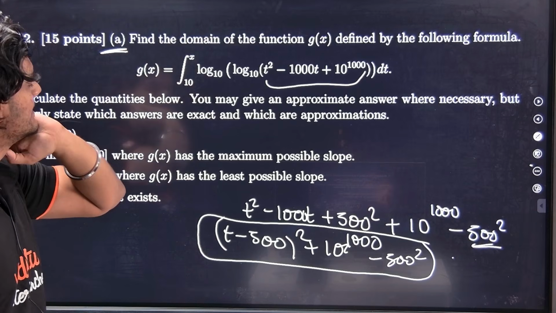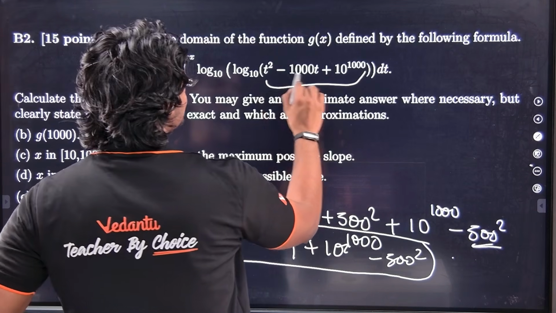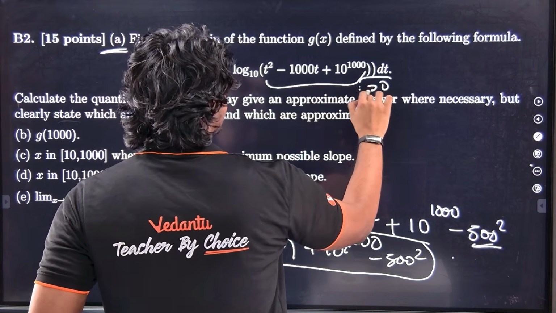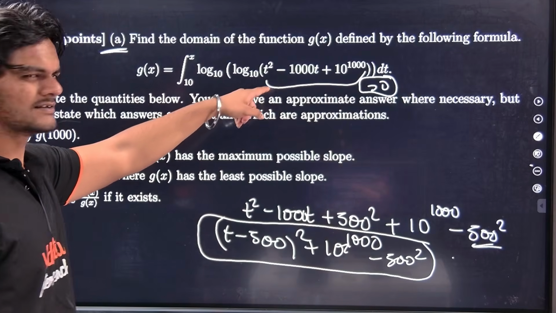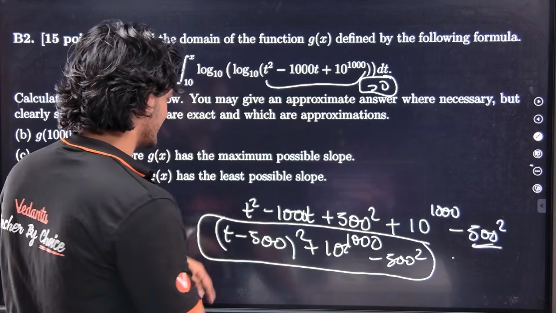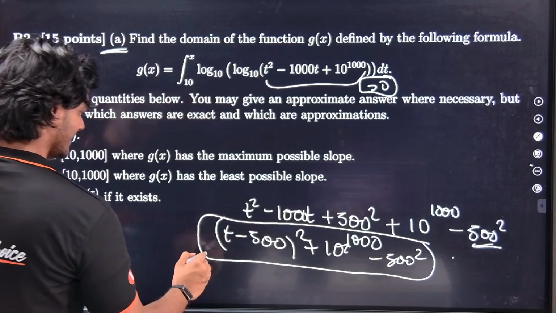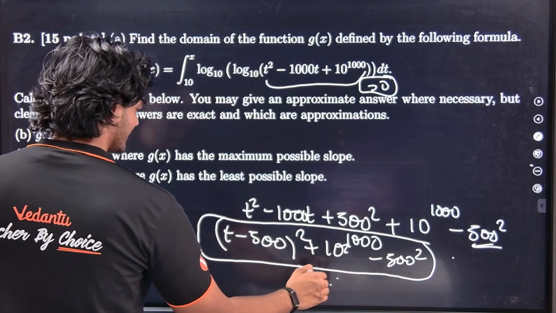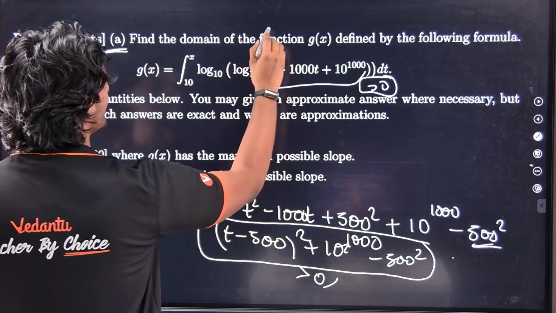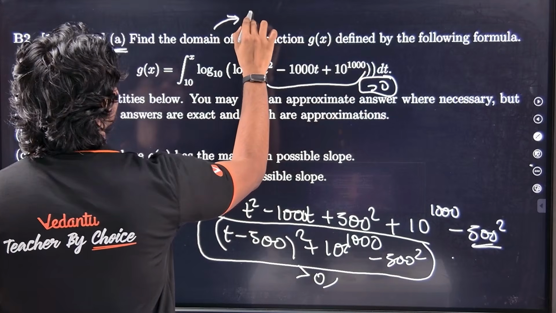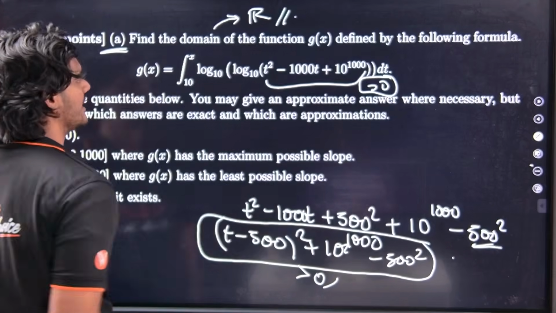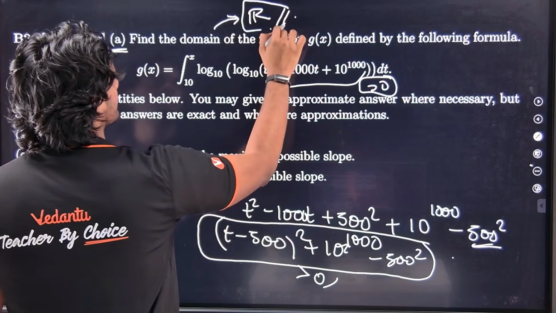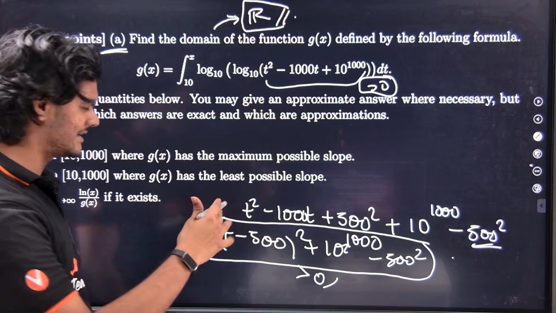So obviously, this is always greater than 0, right? That is always greater than 0. I hope you see that, because I just wrote this, you see. So this is always greater than 0. So the domain is the whole R. Domain you can take to be the whole R. We don't mind, right? Yeah, I hope you understood that.